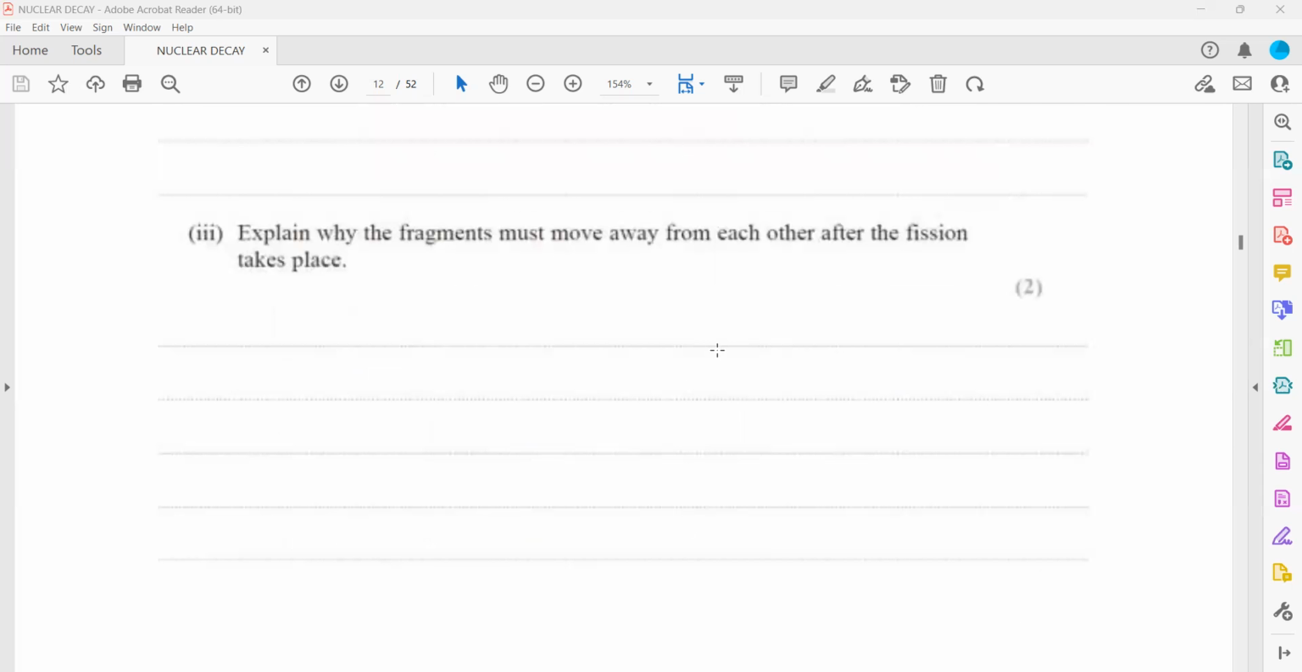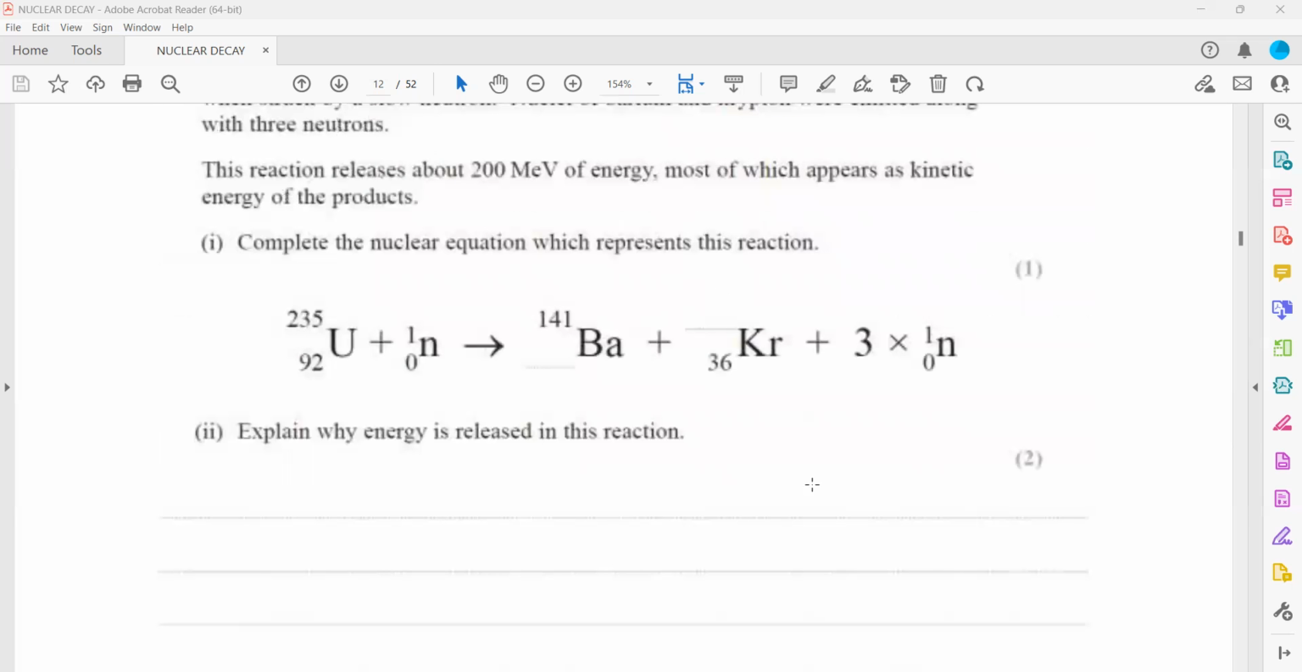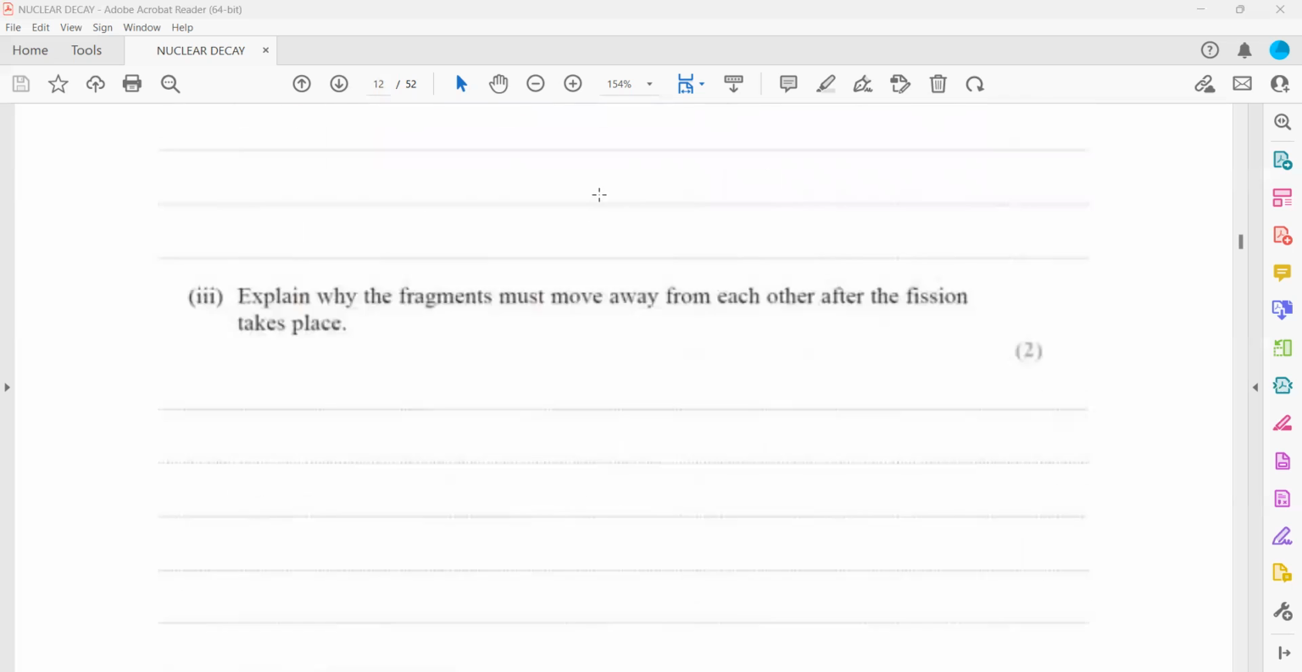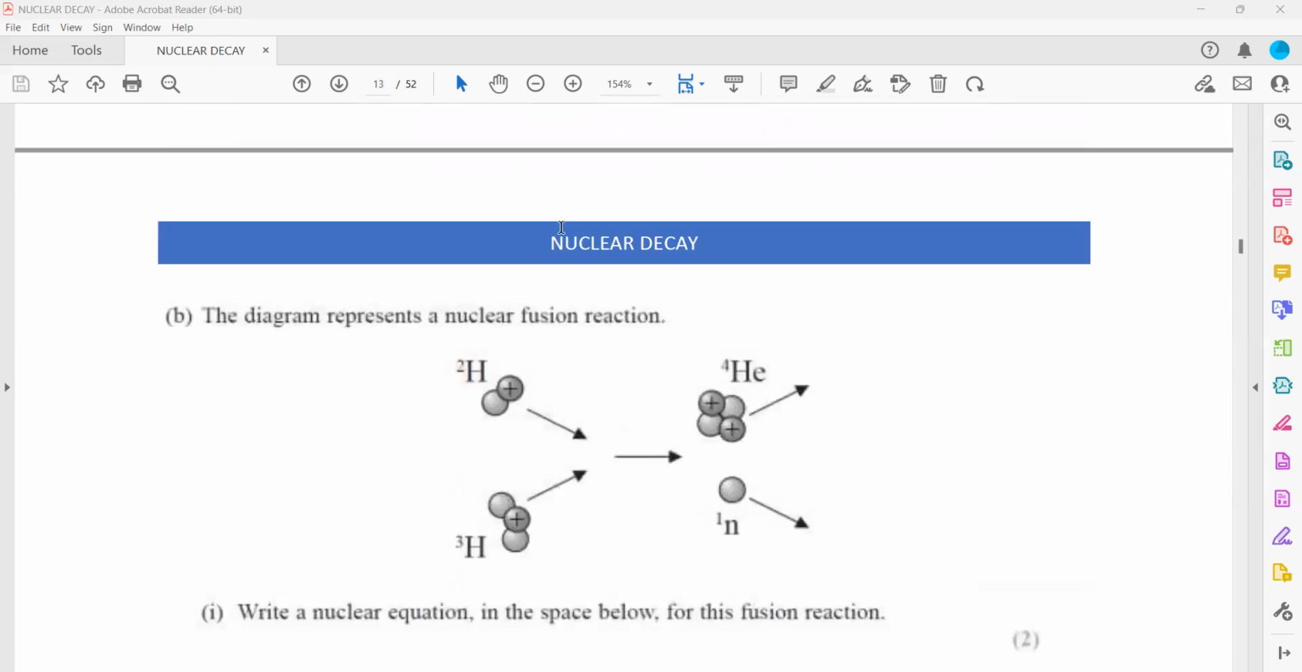Explain why the fragments must move away from each other. Because the initial momentum is zero, to conserve momentum the final momentum should also be zero, since the uranium is at rest. That's why the fragments produced must move in opposite directions. If barium is moving towards the right, the krypton will move toward the left. The heavy fragment will move slower and the lighter fragment will move faster.